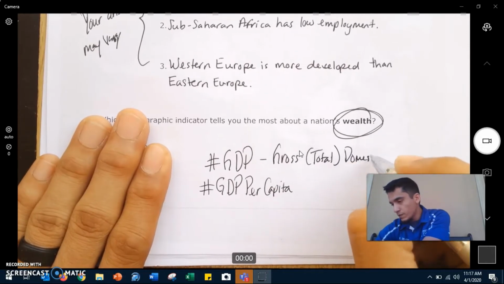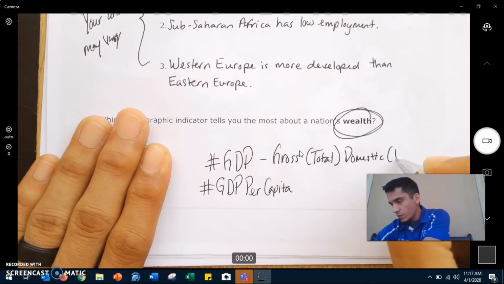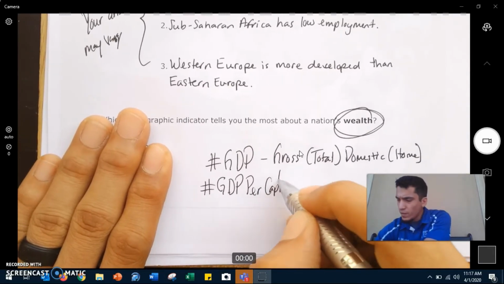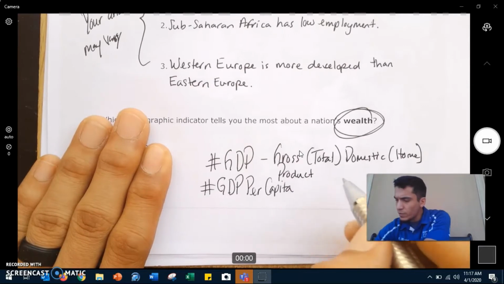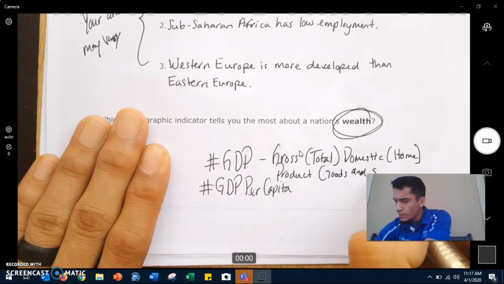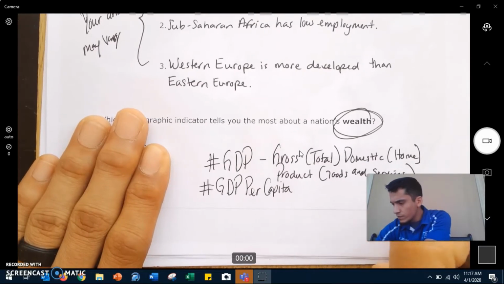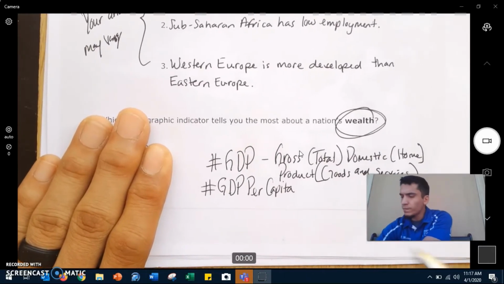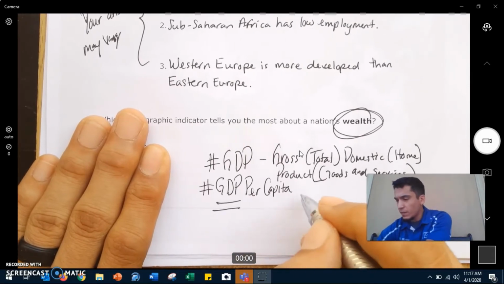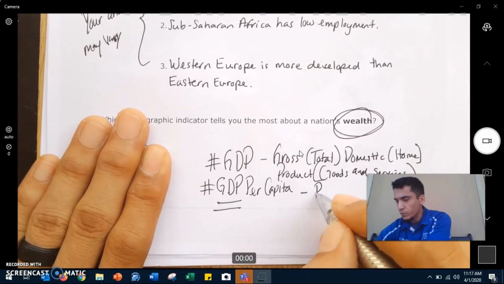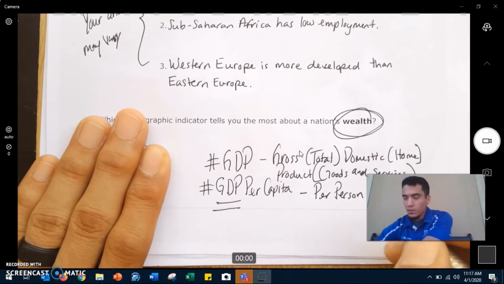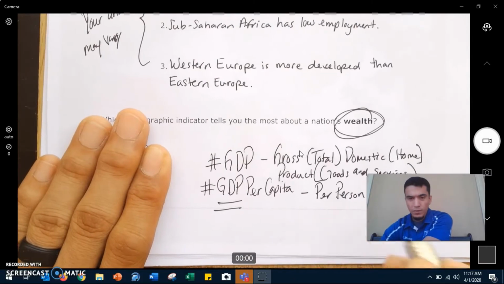Domestic means home, and what we're talking about here is home country. And then product is how much we're talking about goods and services. Okay, where GDP per capita is GDP divided by the population, which means per person, right? So the total amount of the country's wealth divided per person.